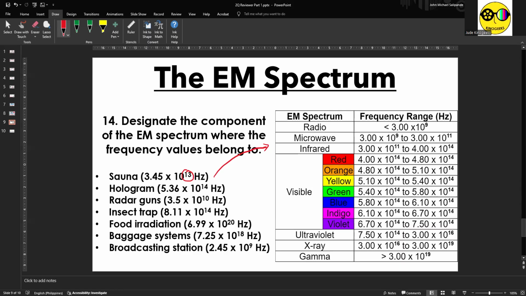For hologram, you have 5.36 times 10 raised to positive 14 hertz. 14 covers a wide range of the spectrum, so we have to rely on the coefficient 5.36. Therefore, it will fall onto the visible yellow component, because for the visible yellow component, the coefficient ranges from 5.10 to 5.14.